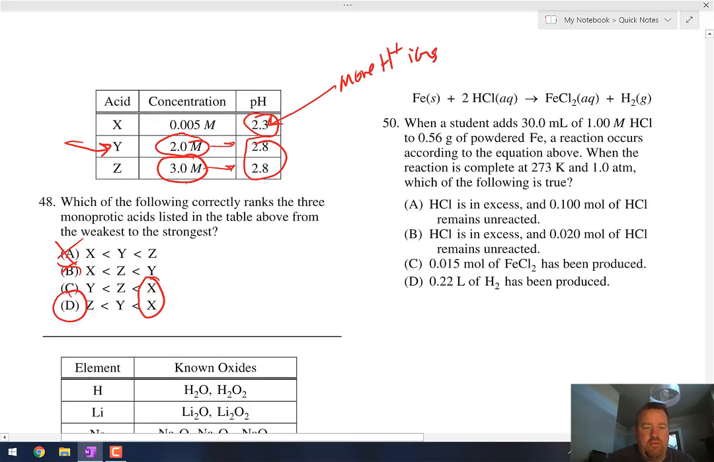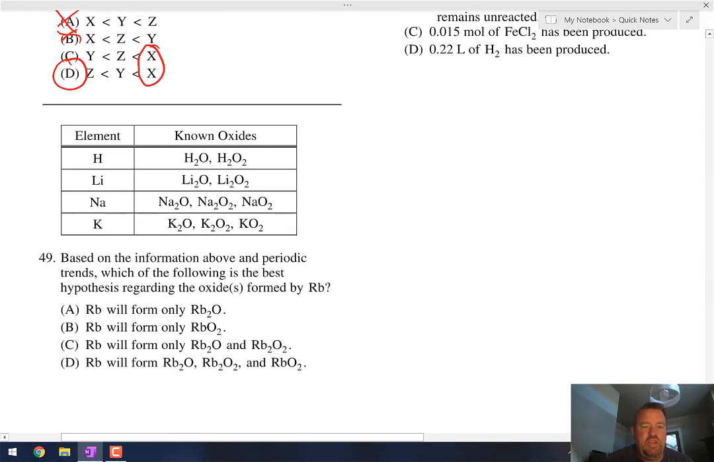Okay, number 49. Based on the information above and the periodic trends, which of the following is the best hypothesis regarding the oxide formed by rubidium? So rubidium is also in that same column. Notice that as you go down, there's more compounds that are formed. So rubidium is right below potassium. And so, again, you would presume it would form at least that, maybe even more, because as you go down, you can see you're making more and more oxides of it.